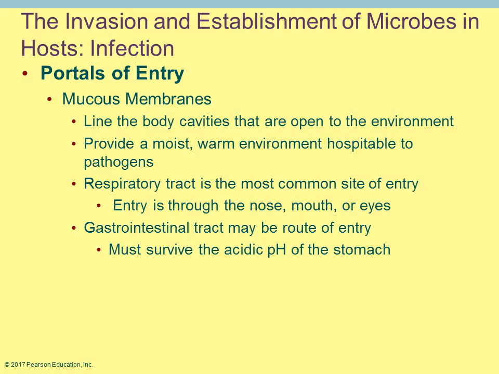The gastrointestinal tract, the GI tract, can sometimes be a route of entry. Organisms have a harder time surviving this route because when it hits the stomach, it is very acidic. It's pH 2. So it must have a way of surviving that acid in the stomach. A very, very common site of entry is the respiratory tract, where you're entering through the nose, through the mouth, and it can even enter through the eyes.